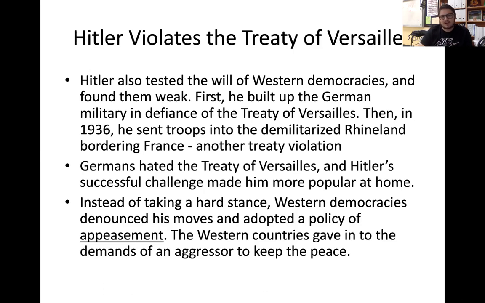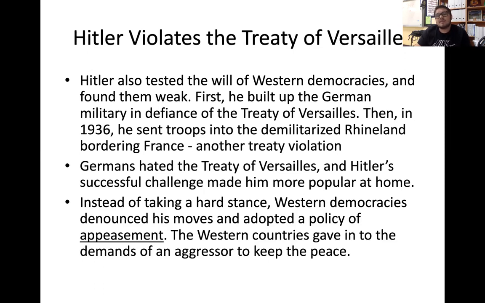So instead of taking a hard stance, Western democracies denounced his moves and adopted a policy of appeasement. The Western countries gave in to the demands of an aggressor to keep the peace. That's what appeasement means. It means, hey, if you stop what you're doing, you can go ahead and do it. If you don't do any worse, that's appeasement. When a baby's crying and you want the baby to stop, what do you give them? You give them what it wants, and hopefully it stops crying.